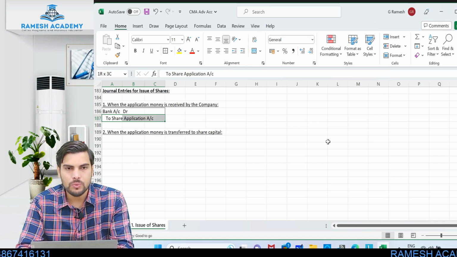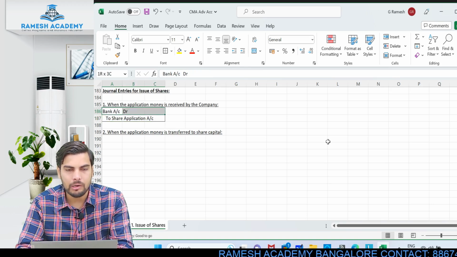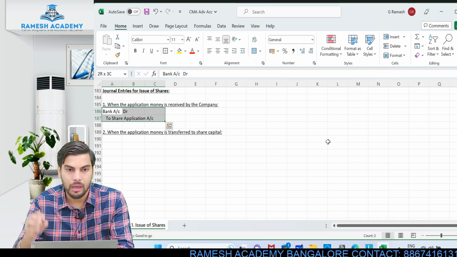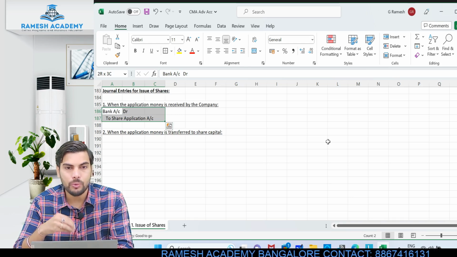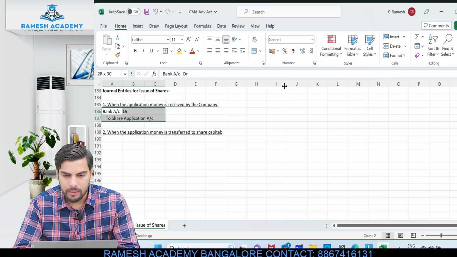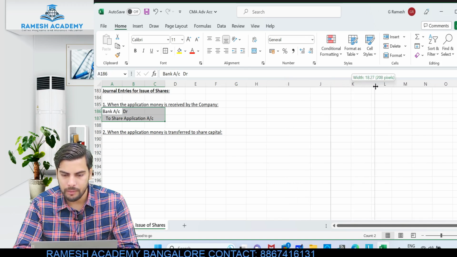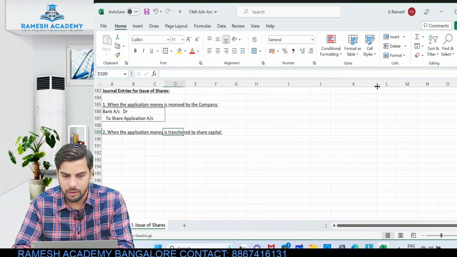Now according to this first entry, did I debit the share application account or did I credit it? I have debited the bank account and I have credited the share application. Now from the share application, I need to transfer the amount to share capital. What would be the entry? Now let me show you how exactly the share application ledger would appear.